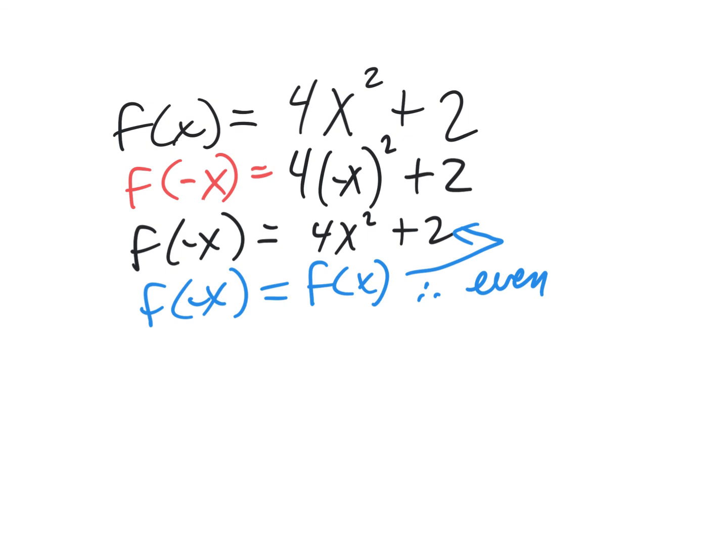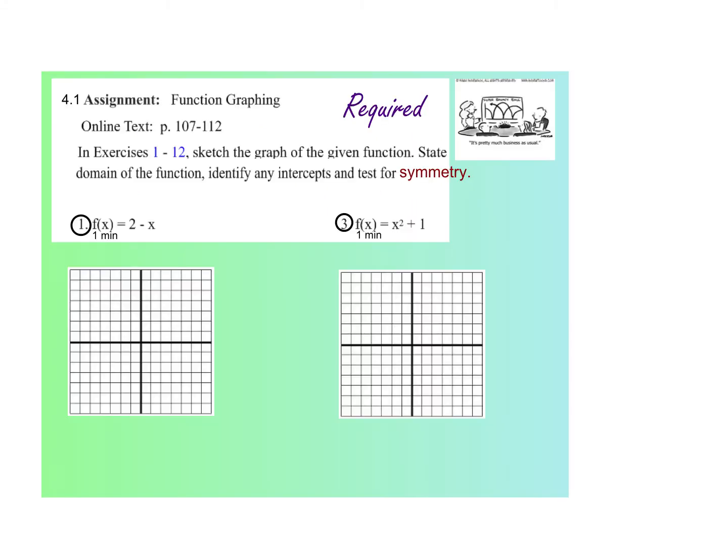If you just figured out that it wasn't f of x, so it's not even, then you have to factor out a negative 1 and see if it's odd. But there's no point in doing that on this one. Okay, cool. And that's it.